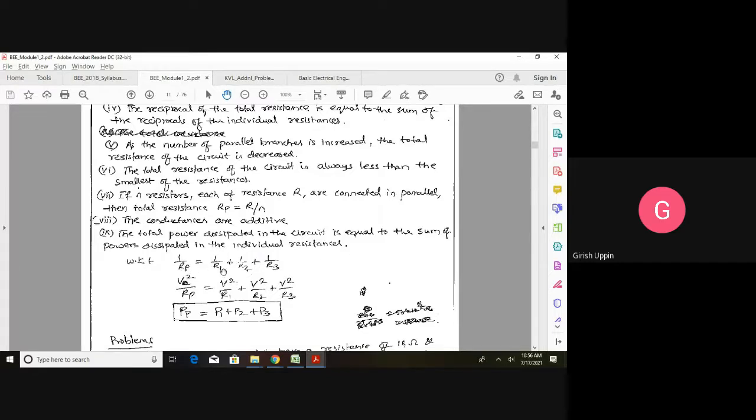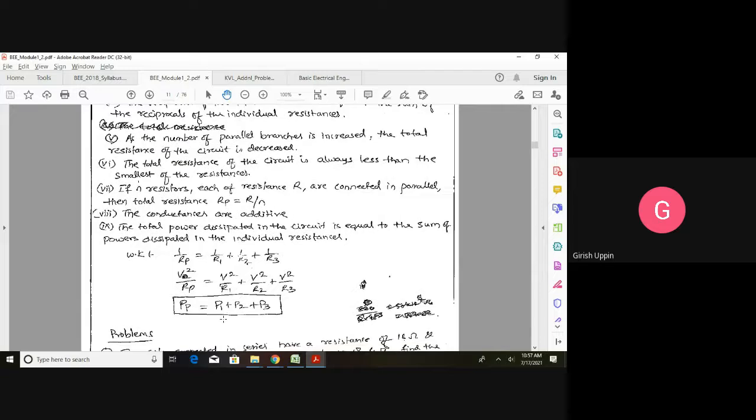1 by Rp is equal to 1 by R1 plus 1 by R2 plus 1 by R3. This we already know. If we multiply both sides by V square, we get V square by Rp equals V square by R1 plus V square by R2 plus V square by R3. V square by Rp is nothing but the total power. This is the power consumed in resistance 1, power consumed in resistance 2, power consumed in resistance 3. Therefore, total power is equal to P1 plus P2 plus P3.